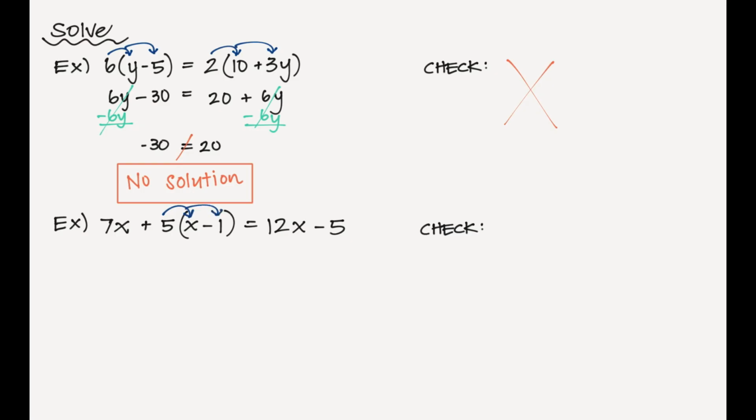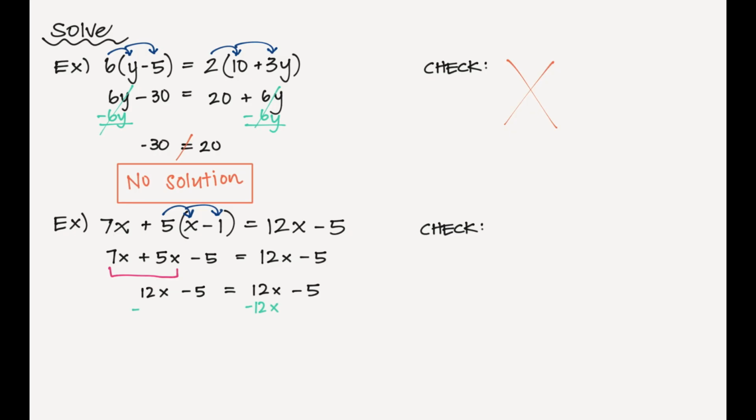All right, let's do our final example. Let's use the distributive property to get rid of these parentheses. So that's 5x minus 5. All right. And now I'm going to combine some like terms. So 7x plus 5x is 12x. And I still have the minus 5 there. And look at that. It's equal to 12x minus 5.